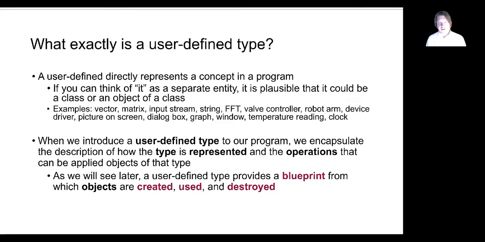Examples of this are the standard library vector, matrix perhaps, an input stream, a string, a fast Fourier transform, valve controller, robot arm, and it goes on and on in terms of what sort of entities we might like to represent in our programs. When we introduce a user-defined type to our program, what we're going to do is encapsulate the description of how the type is represented, along with the operations that can be applied to objects of that type. As we will see later, a user-defined type provides a blueprint from which objects are created, used, and destroyed.